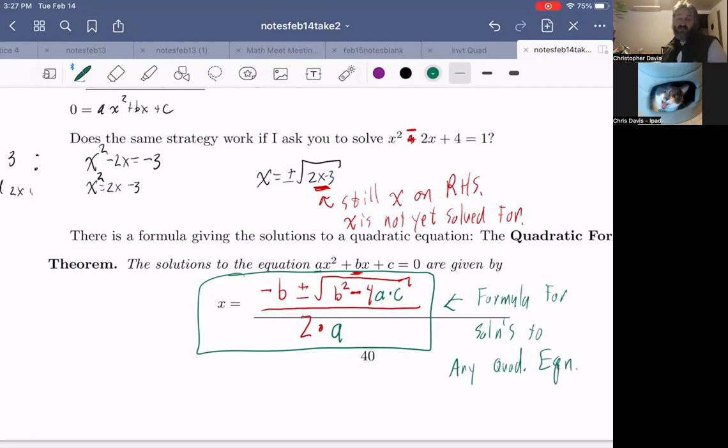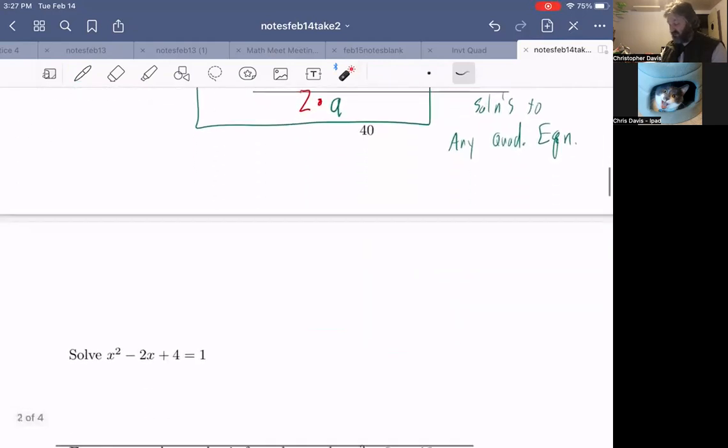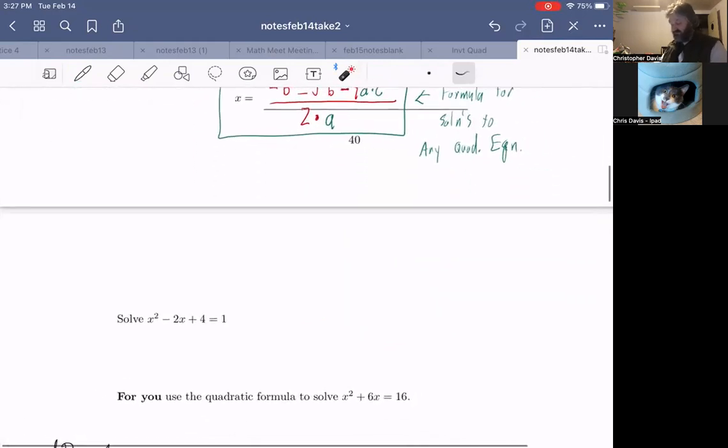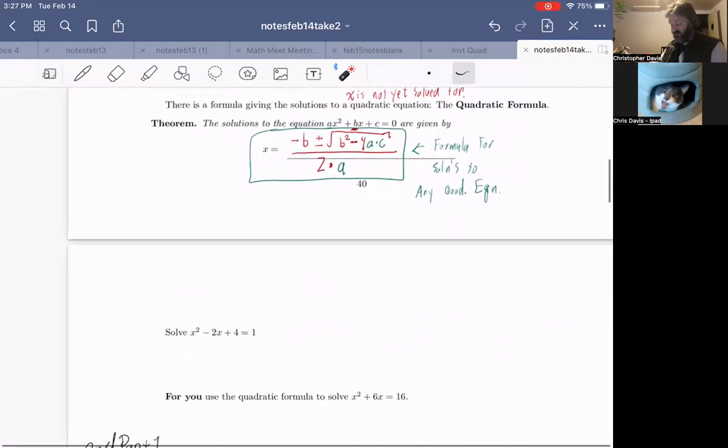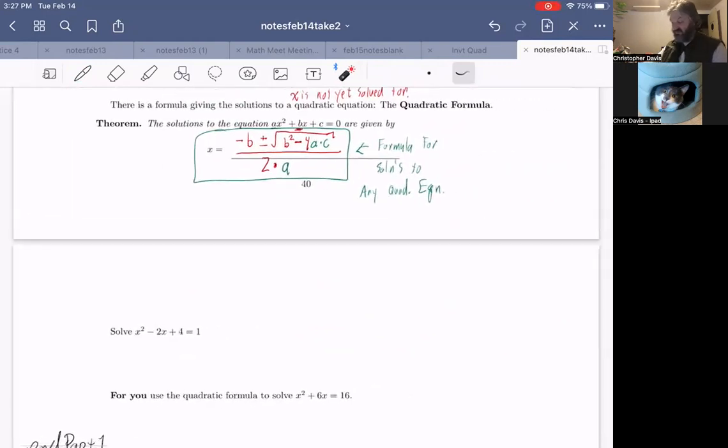So here's the fact. The solutions to a quadratic equation are given by this formula. And so let's see this in practice. We can use that formula to solve this equation. Let's solve x squared minus 2x plus 4 equals 0 using the quadratic formula. And let's just remember the quadratic formula.